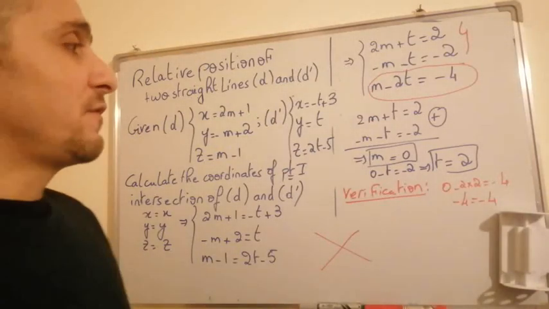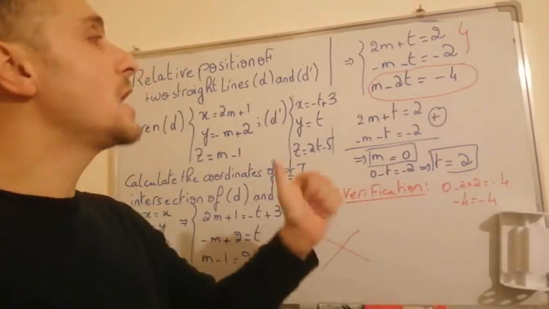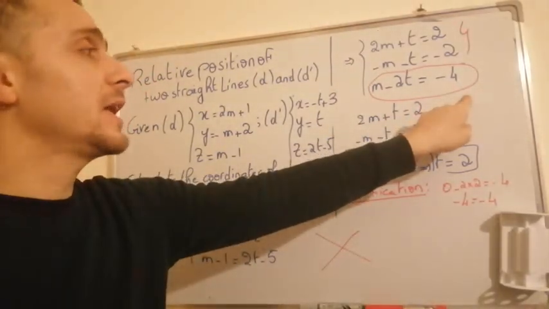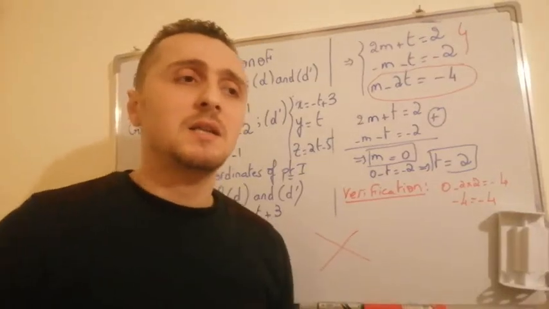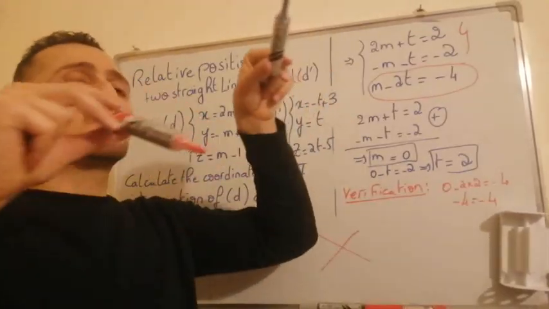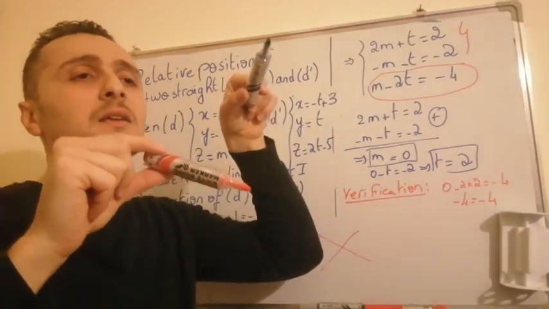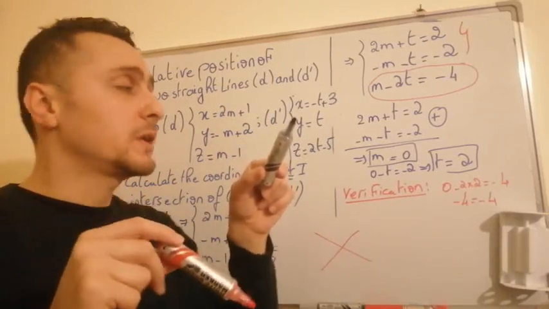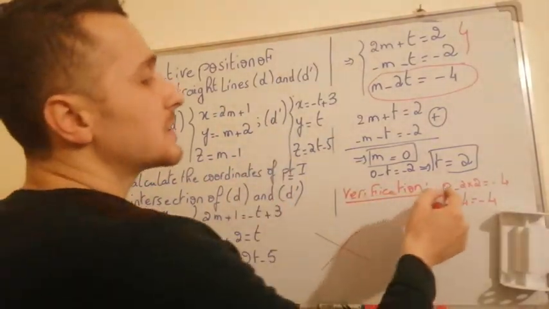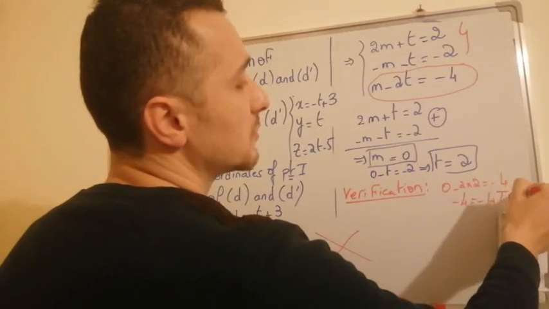But if we replace m and t by their values in the third equation and we obtain a false answer, incorrect answer, so the two straight lines are not included in the same plane. They are not coplanar. They form a skew. Okay? So here by simple replacing we obtain minus 4 equals minus 4, so true.